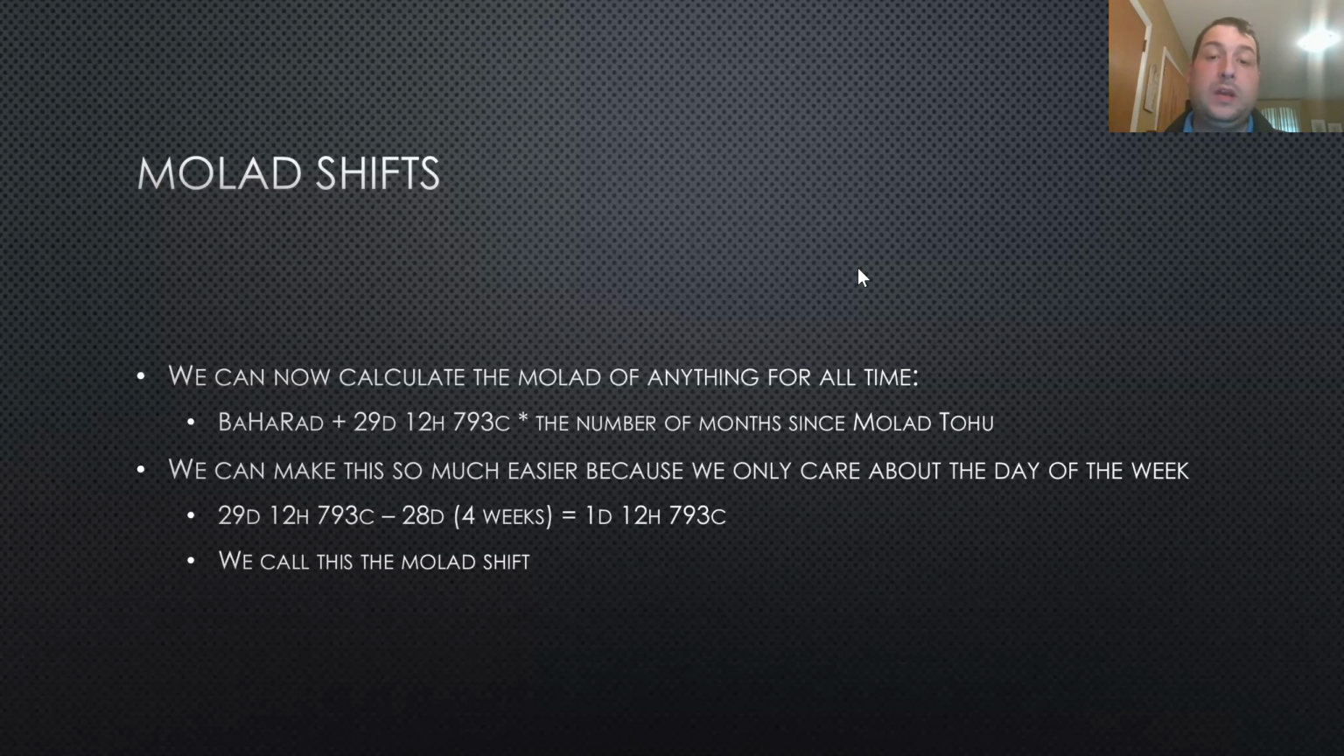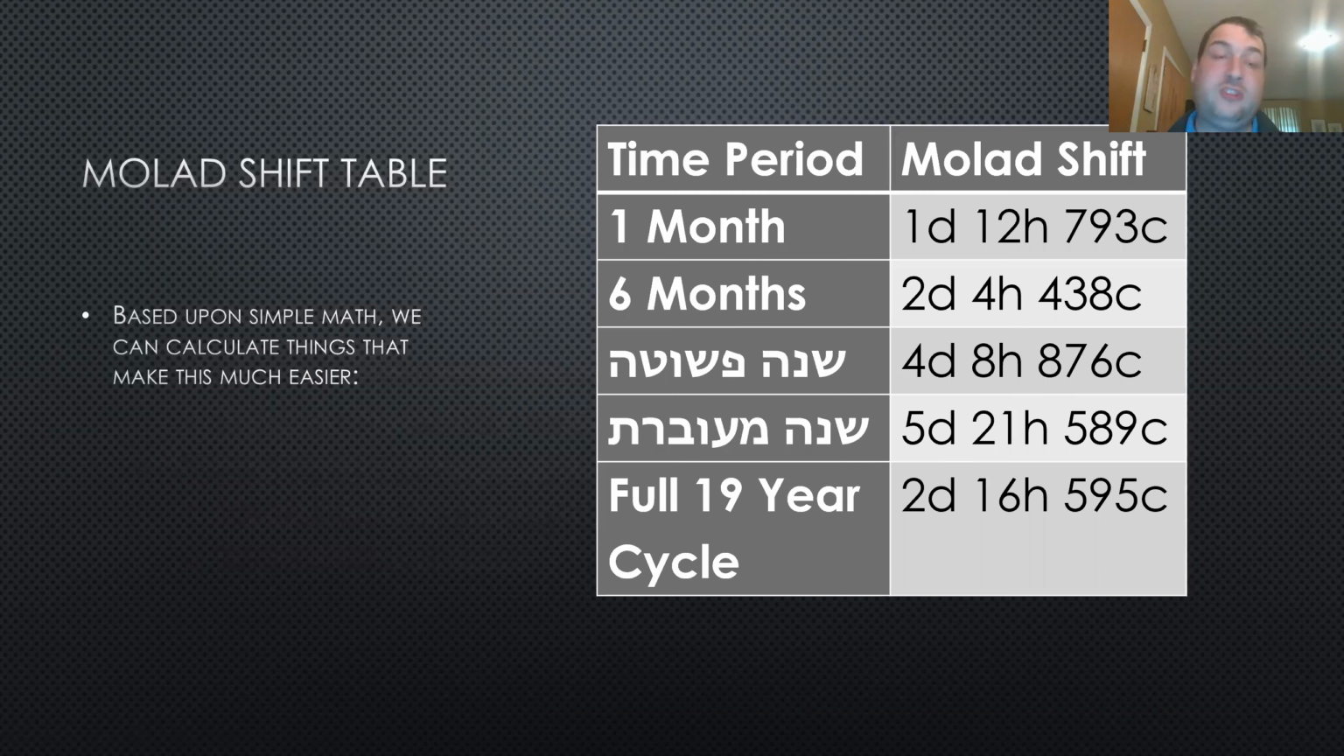So remember, we call this a molad shift. It means that every single month, the molad moves forward based on the day of the week by about a day and a half. But we can make this so much easier.